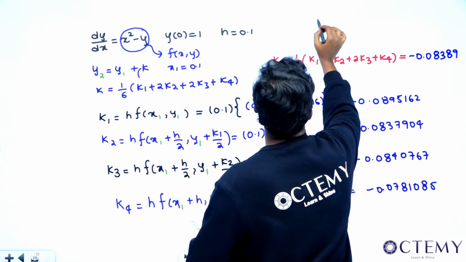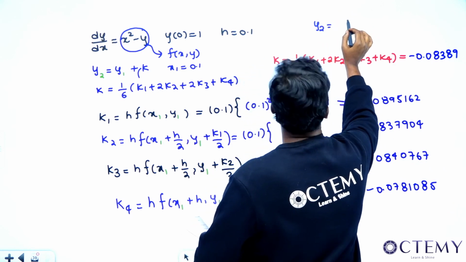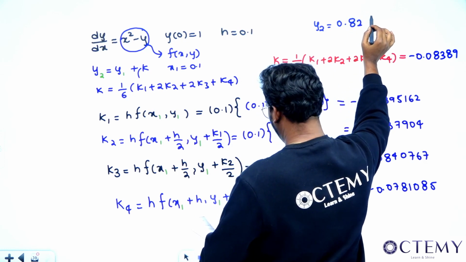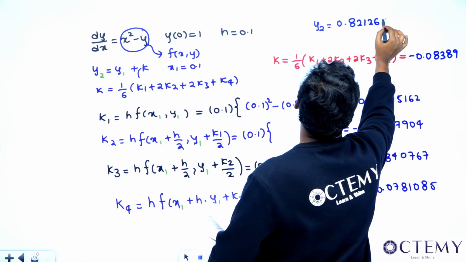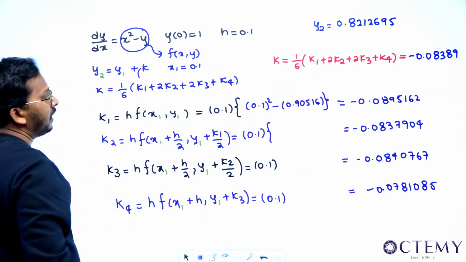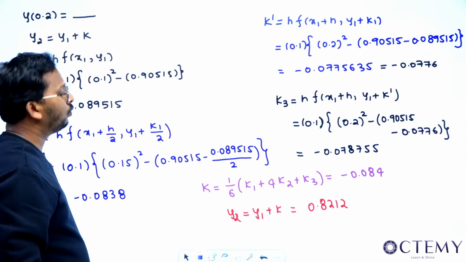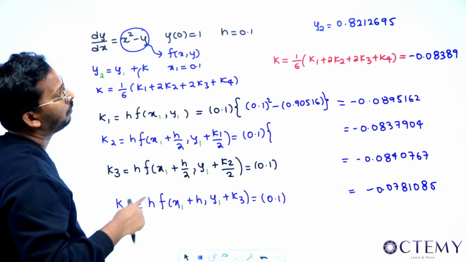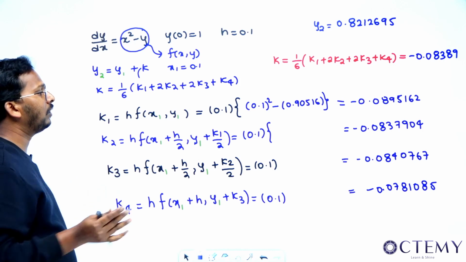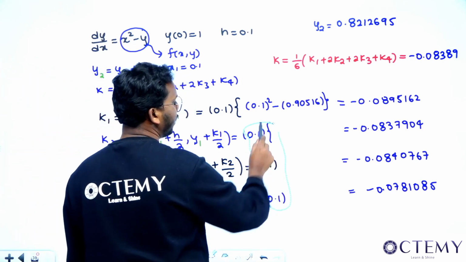So your y2 should become 0.8212695, right? This is what you should get as the answer. And what is the y2 you got here, sir? 0.8212 and here 0.8212, right? So approximately you will get it the same. So you substitute this value and just once recheck this.